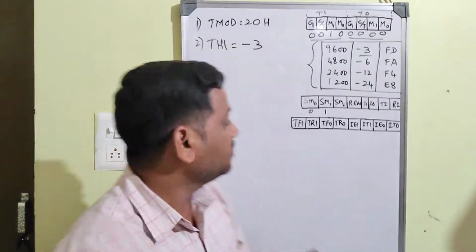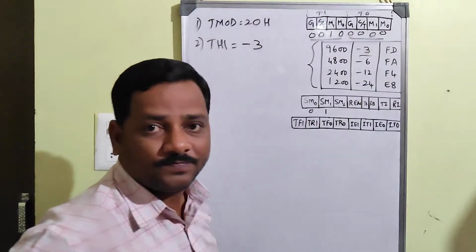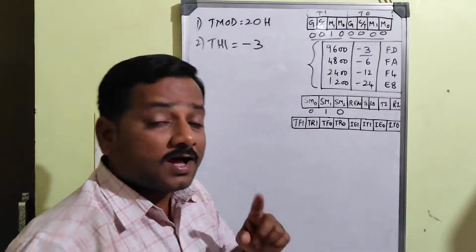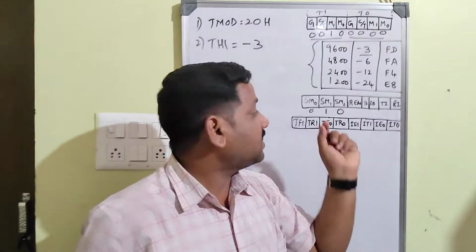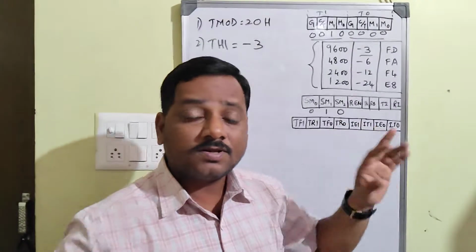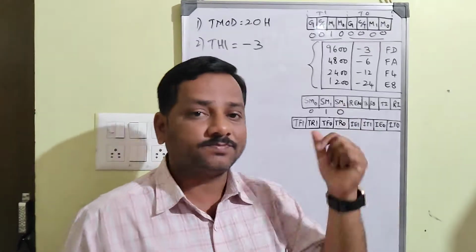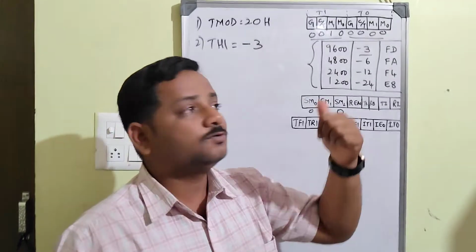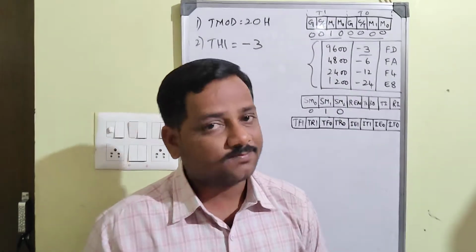So how to select mode 1? You put this as 0, this as 1. And then SM2 is nowhere related to us, so we'll put it 0. Again, this bit is important, REN, that is receive enable. I have completely explained this register in my previous video. If you have not gone through that, go through the description and also the I icon. The link is provided there.